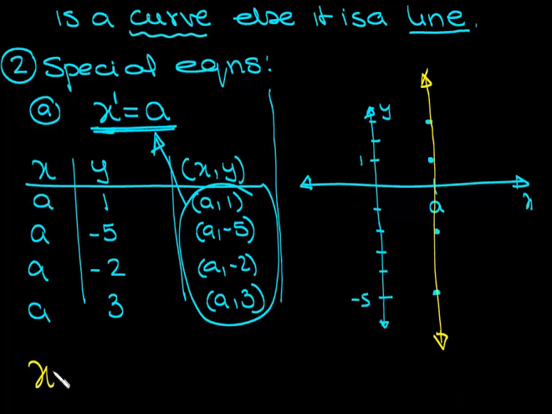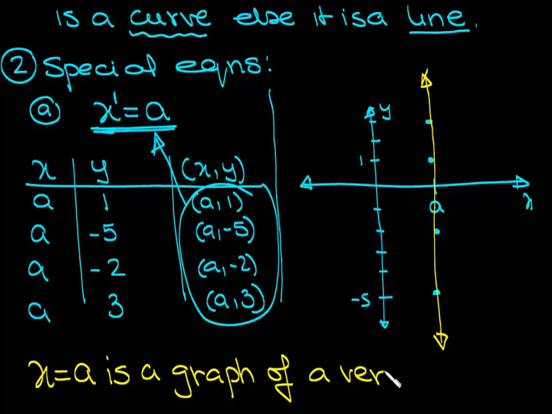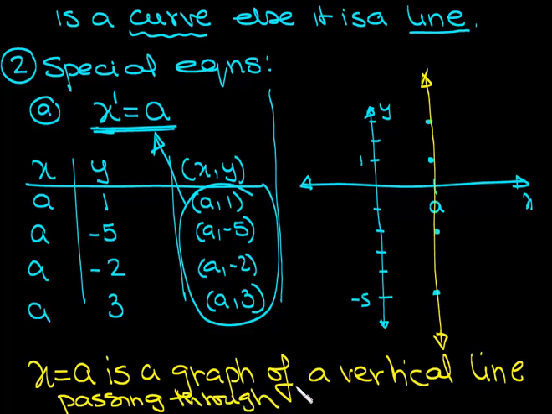So x is equal to a is a graph of a vertical line passing through the point (a, 0), because it goes through this point. This point here, the x coordinate is a, the y coordinate is 0. So it always goes through that point. So this is a special line. Okay, so x is equal to a is just a graph of a vertical line. Let's take a look at the other special line.